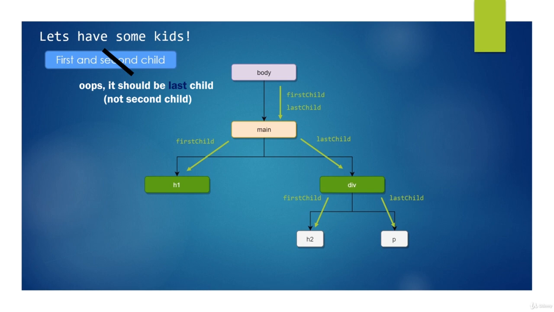What about if an element doesn't have a child? Look at our H1 tag. It doesn't have any children, does it? In that case, these properties are going to return null. So firstChild and lastChild will return null. At this point, you might be thinking, man, this is super simple.